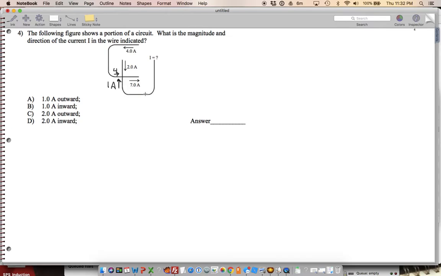So that tells me that my current's going this way, and that's 1 amp going that way. So I've got 1 amp going in, so I'm going to go here. That was an easy one.